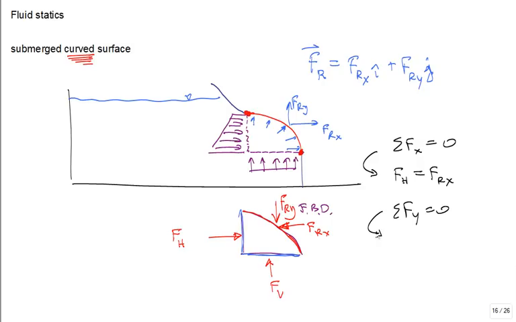What's that give me? Well, don't forget the weight of the fluid in our force balance. So we'll have that F_V pushing up equals the weight down plus F_Ry pushing down. Let me just summarize. It's a lot of work, but once you get it, the answer you're looking for is typically the force that the water exerts on a submerged curved surface. Make sense? Do we have time for a problem?